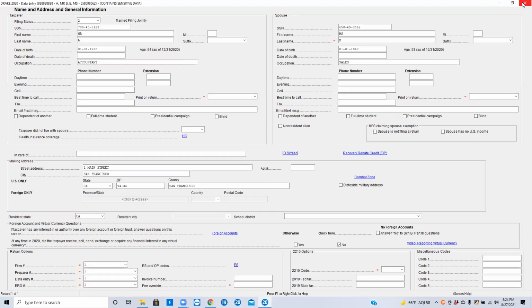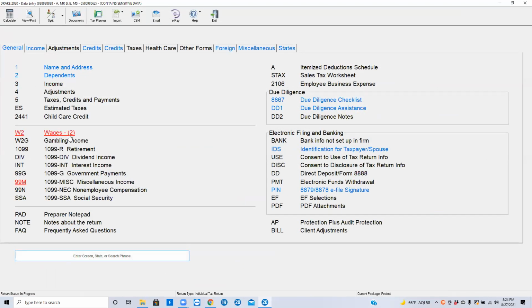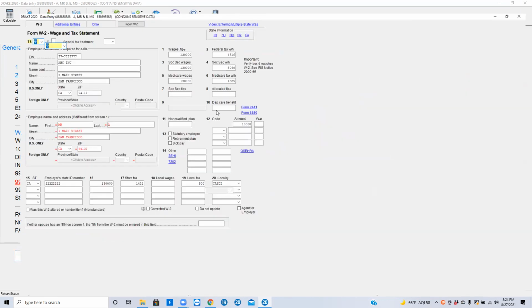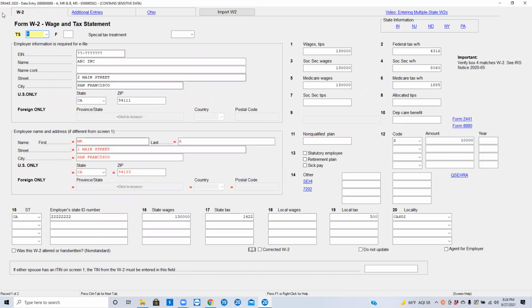Okay, now let's go back to how to input the W-2. As you can go down here, you go to the wages, W-2, and this is the place to put in the two W-2s. Now, T is the first person in the tax return. In this situation, it's the husband, Mr. A. So how can you identify? It's here in the left-hand corner. There's a T belonging to the taxpayer, S belonging to the spouse.